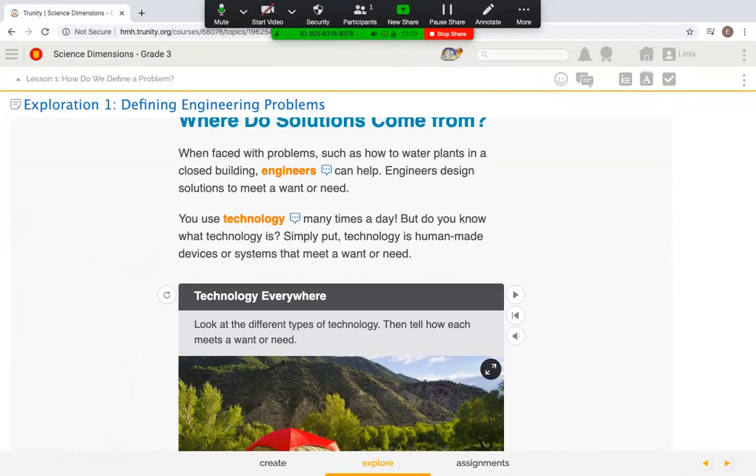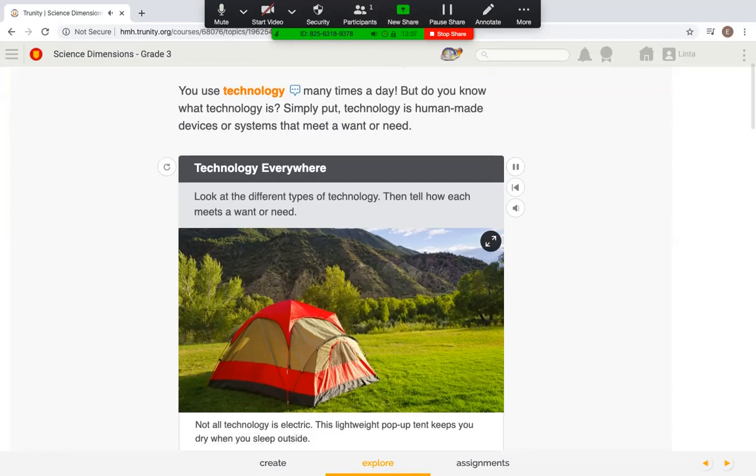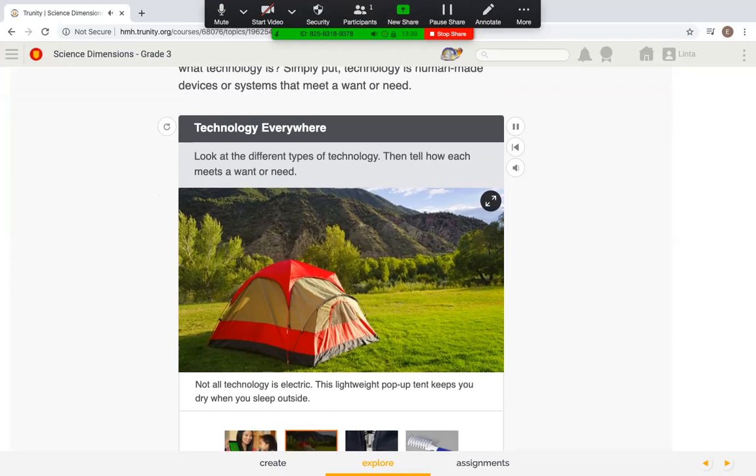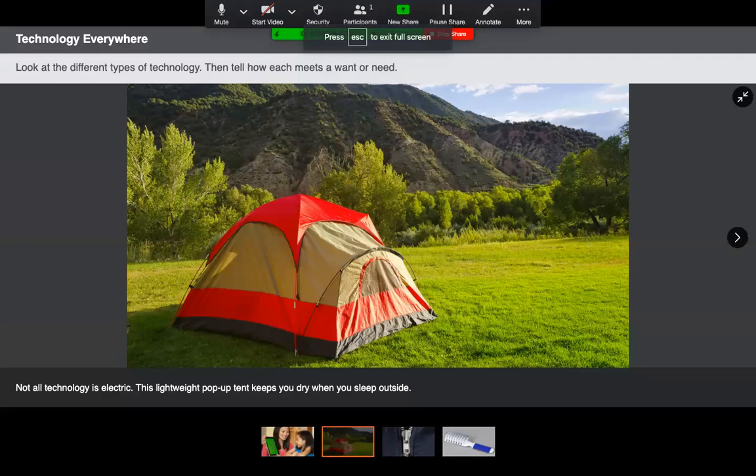You use technology many times a day, but do you know what technology is? Simply put, technology is human-made devices or systems that meet a want or need. Technology is everywhere. Look at the different types of technology. Then tell how each meets a want or need. Not all technology is electric.